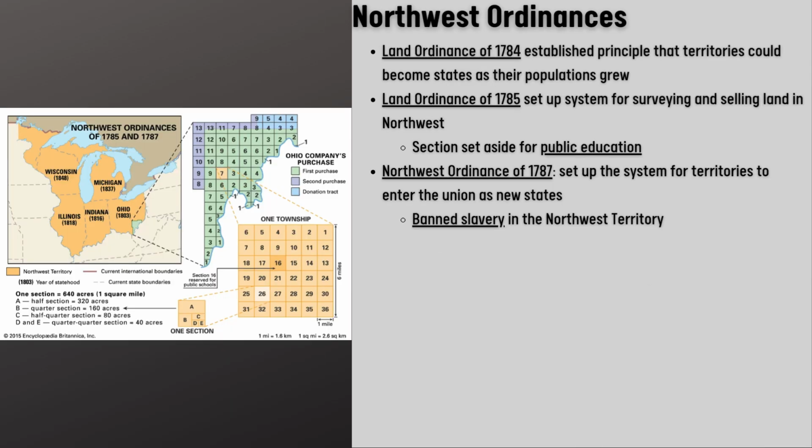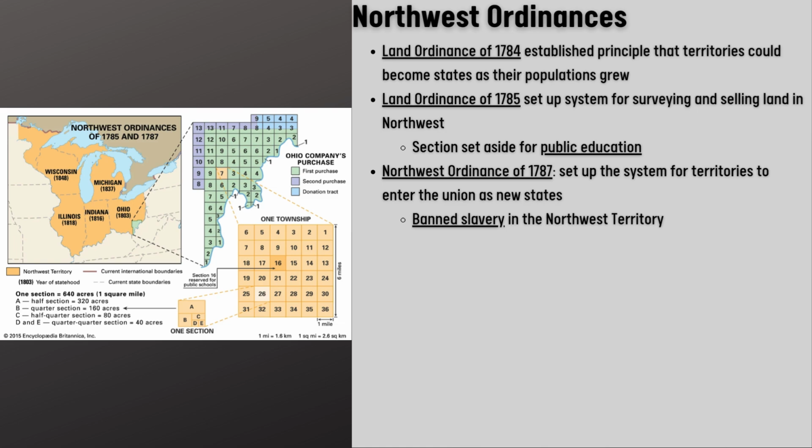One of the great successes of the Articles of Confederation was the Northwest Ordinances. First, the Land Ordinance of 1784 laid the groundwork for how territories would evolve into states. This was a forward thinking move, ensuring that as populations grew, governance structures could adapt.